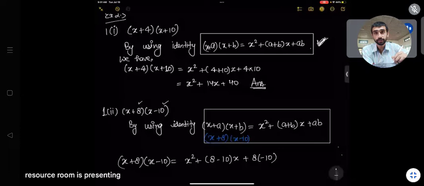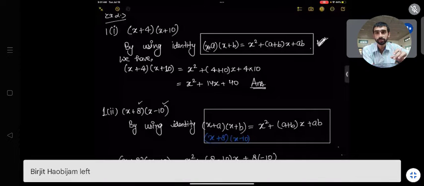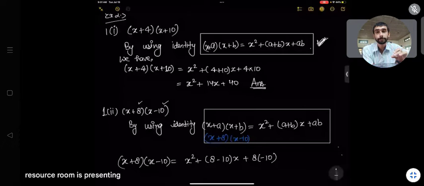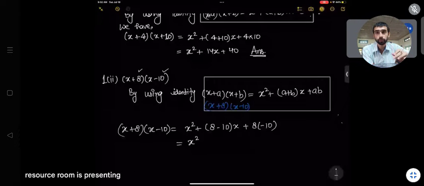Julia, how to solve it further, beta? How to solve this x square plus 8 minus 10 x, and what will be in the next line? Julia, beta, x square will remain x square. How to write 8 minus 10? The last identity I wrote is visible on the screen: x square plus 8 minus 10 x plus 8 multiplied by minus 10. Just tell her how to solve further.